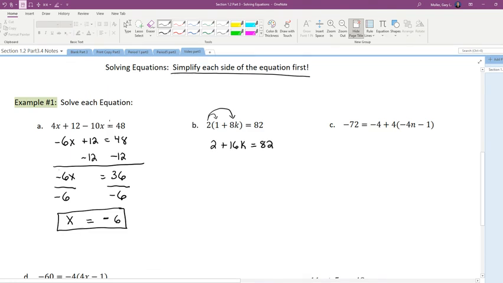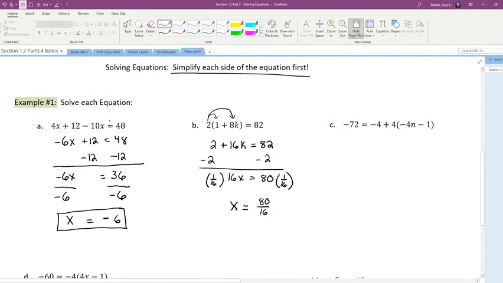Stop and analyze. I can't add 2 and 16 together because that's a k, so there's nothing else I can do. Now it's about solving. Let's move the 2 out of here because we usually start with the add and subtract. And I get 16k equals 80. Once again, you can multiply by 1/16, or you can just divide by 16. I'll mix it up on us. This time I'm using the multiply by reciprocal idea. That gives me 80 over 16.